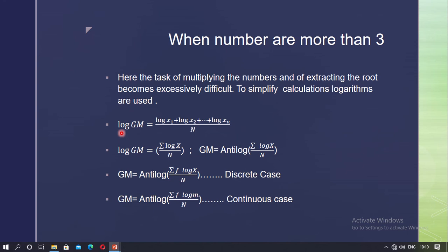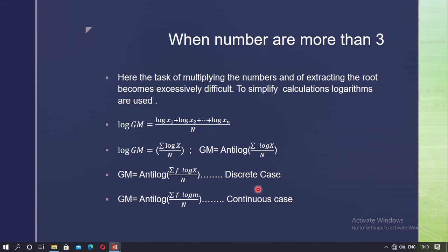So I'm going to apply log to both sides, so that I get log GM is equal to log x1 plus log x2 plus etc. log xn divided by capital N, which is equal to summation log x divided by capital N. Now we have to find out the geometric mean. So geometric mean is equal to the anti-log of summation log x by N.